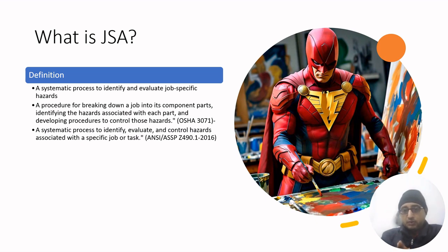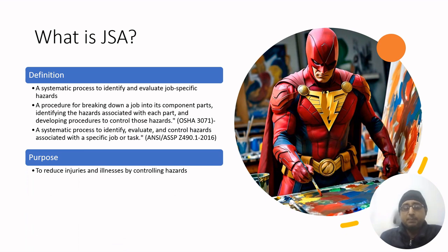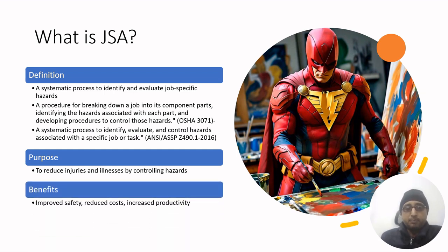JSA is a process in which we select a job and break it down into its component parts. Then against each part, we find the potential hazards that can harm us. Then we implement or suggest the control measures to control those hazards so they cannot harm us. The purpose of the JSA is to make sure any job is conducted or executed safely without any harm. The benefits: we will be safe, our workers will be safe, the environment will be safe, everything will be safe.